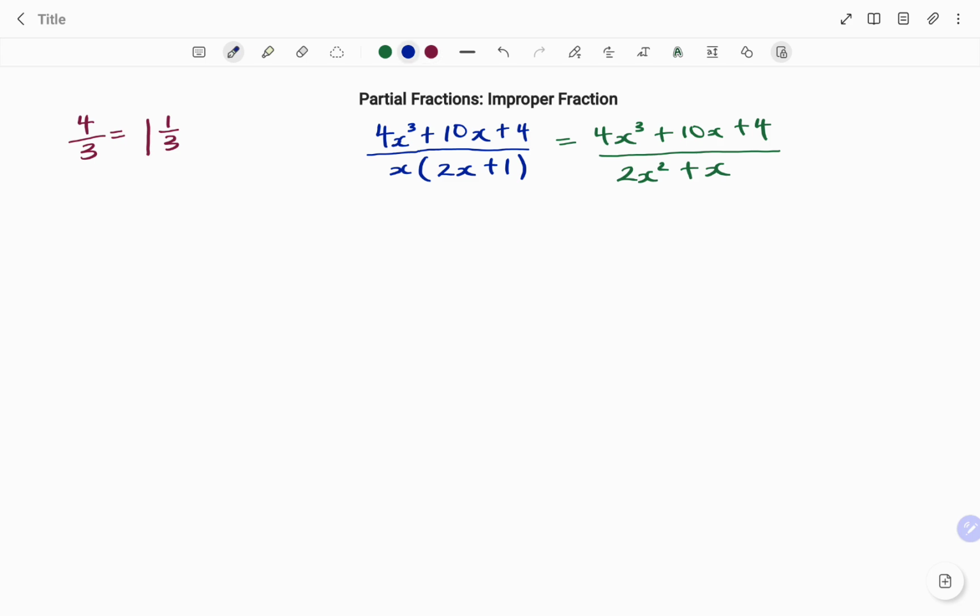So using long division, I have 4x cubed plus 10x plus 4 divided by 2x squared plus x. Now, I'm going to start with the first term under the root sign, which says 4x cubed divided by 2x squared. Now, using the exponential law, 4x cubed divided by 2x squared will be 2x. So therefore, the first factor will be my 2x.